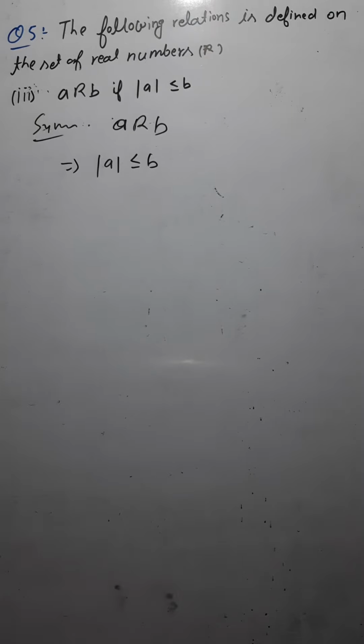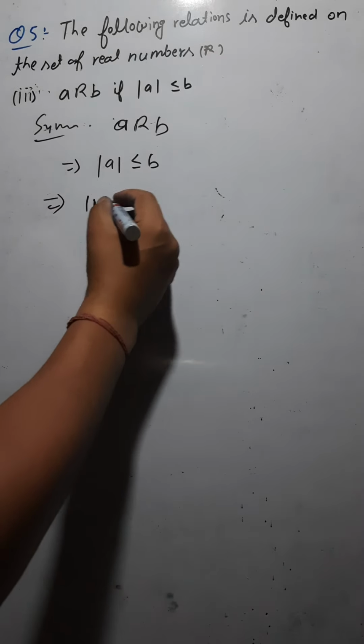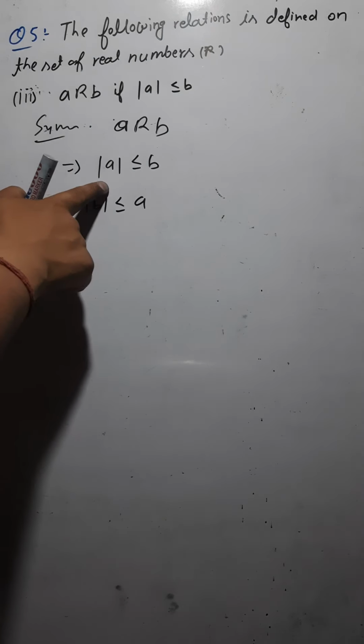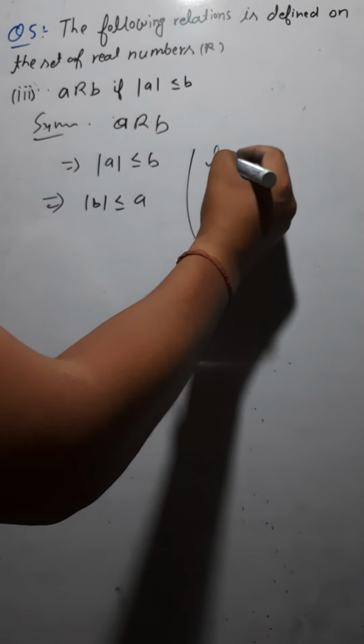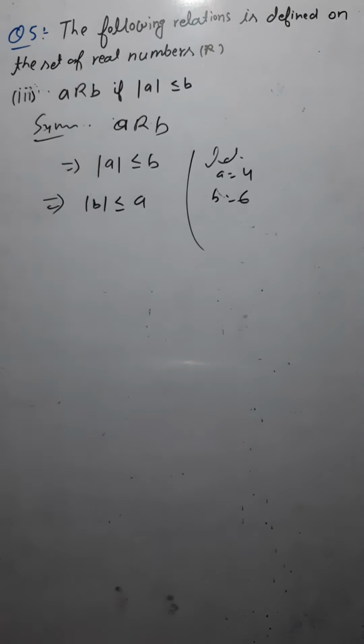Isn't it? Okay. Now does it also imply that modulus of B is also less than or equal to A? Just tell me. Modulus of B can be less than or equal to A. Let's say for that we would take an example. Let's say A is 4 and B is 6. Now put the values here.